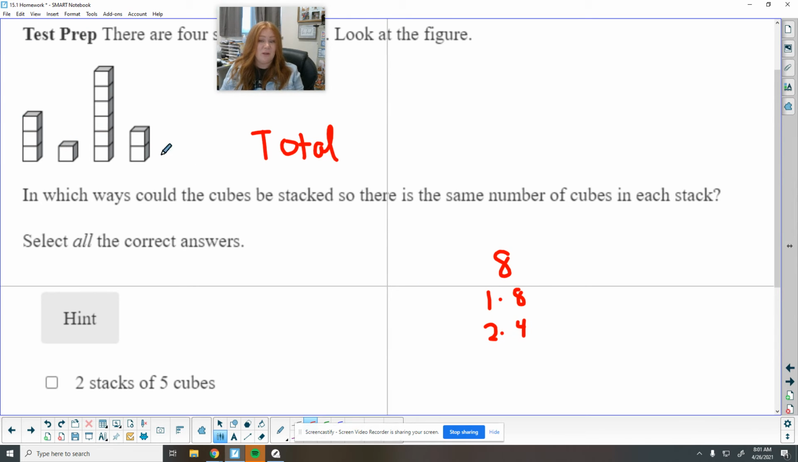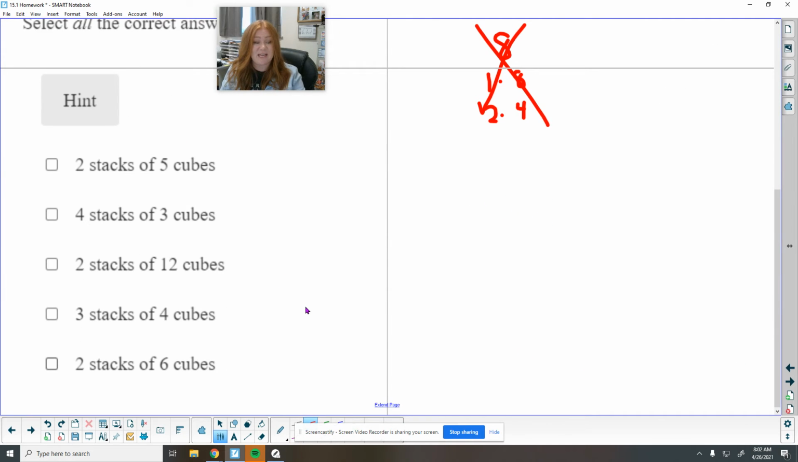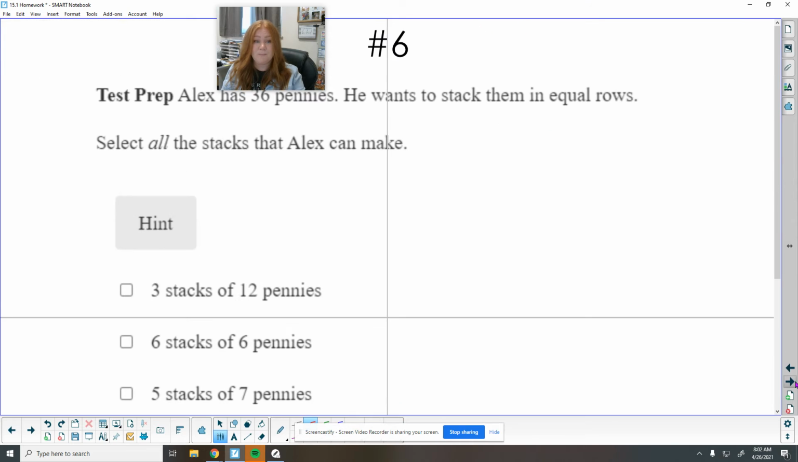So find your total and think of all the ways you could multiply to get to that number, right? 8 times 1 is 8. 2 times 4 is 8. I used all the cubes. So again, this is just an example. You'll want to count the cubes up here to be able to find these answers.